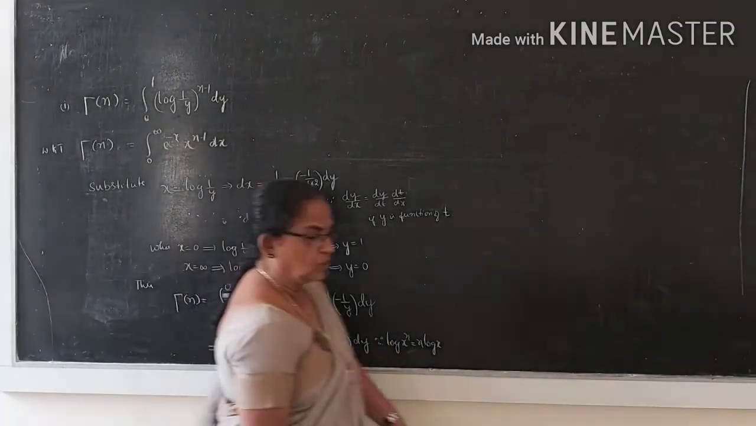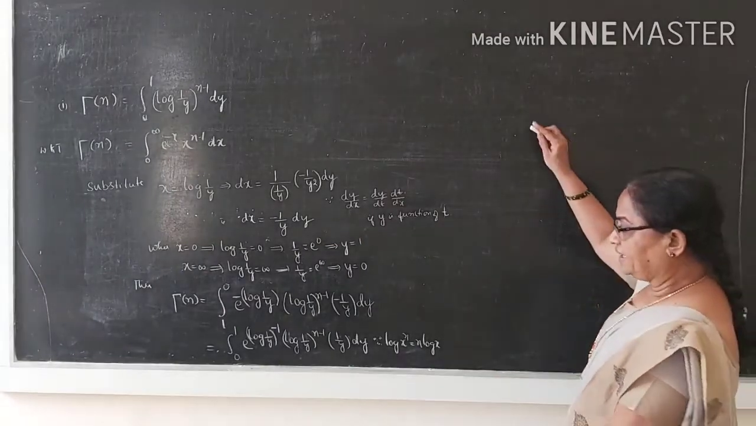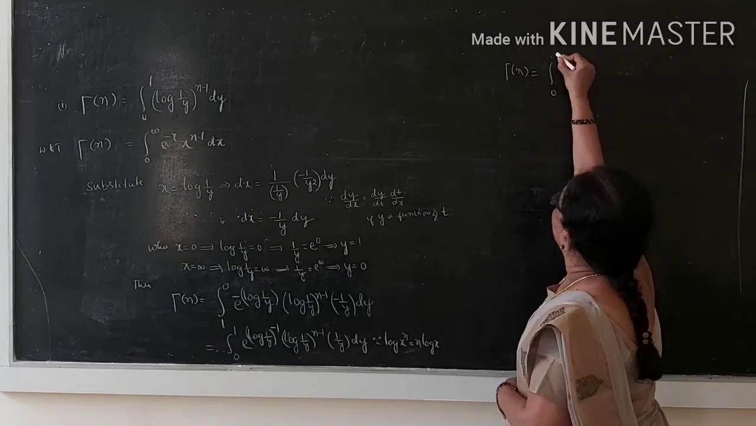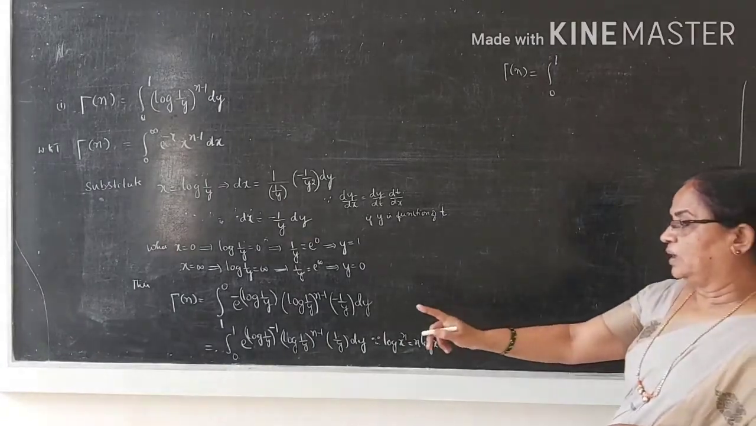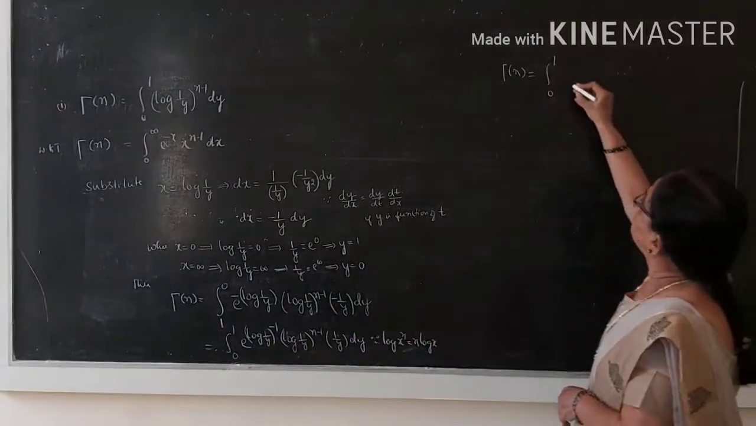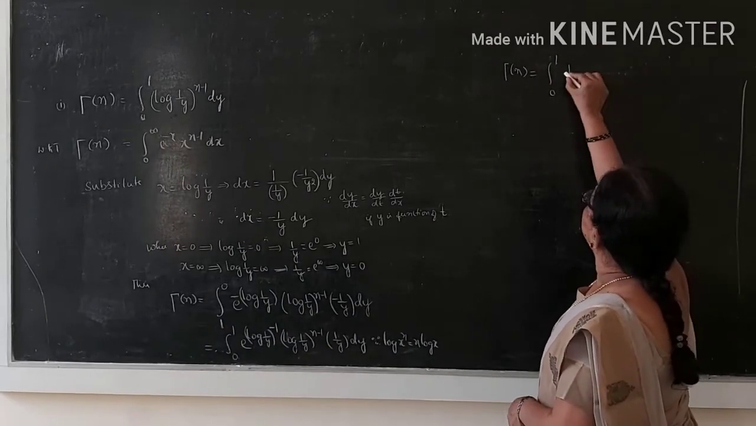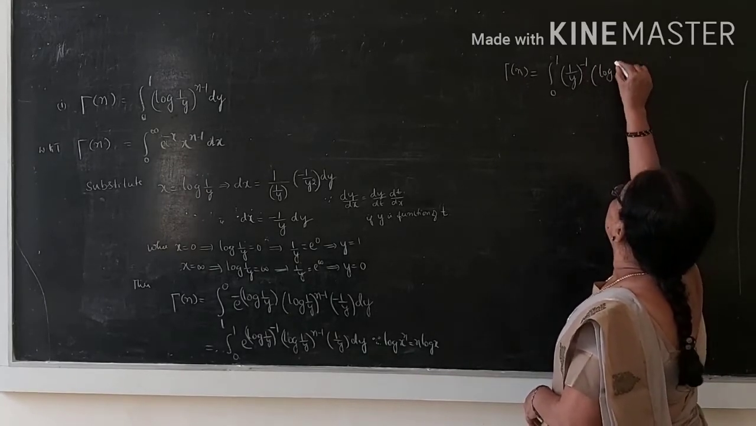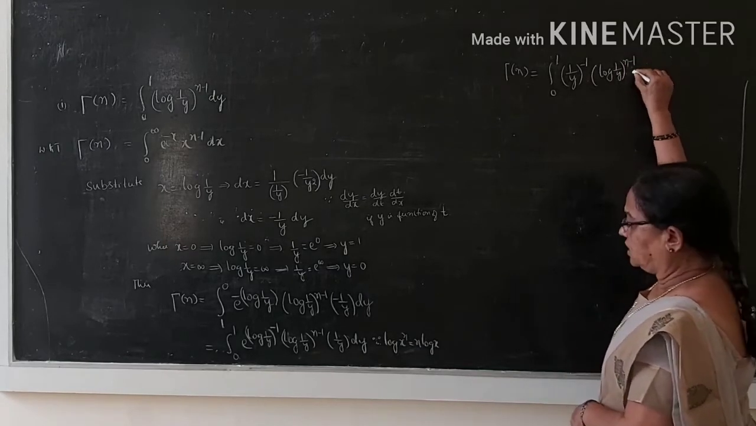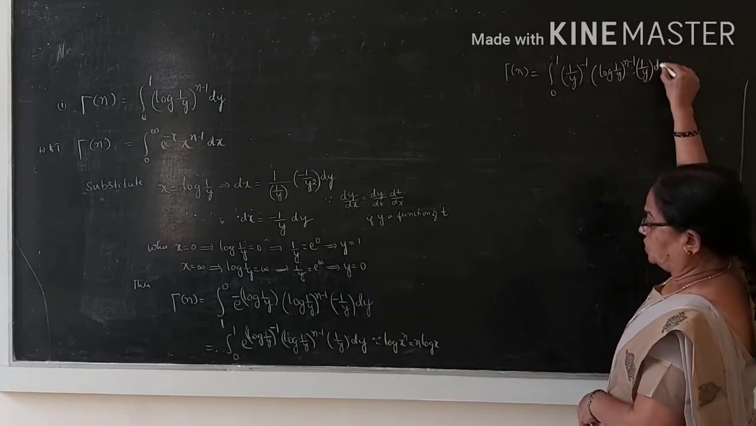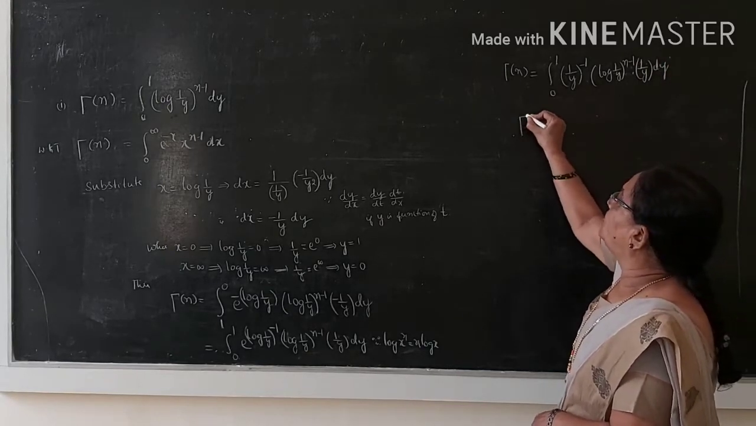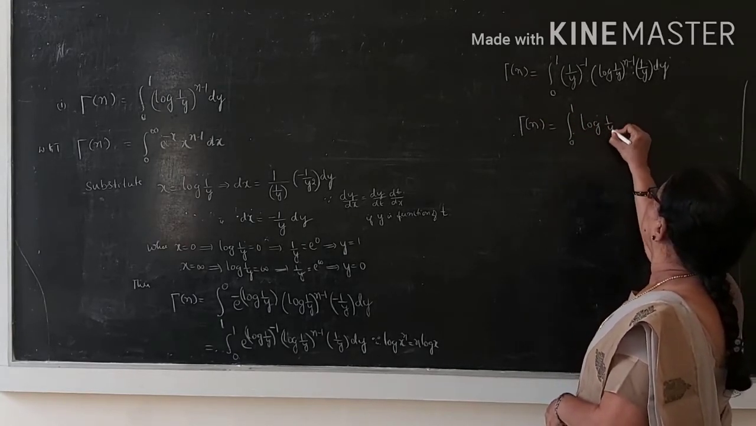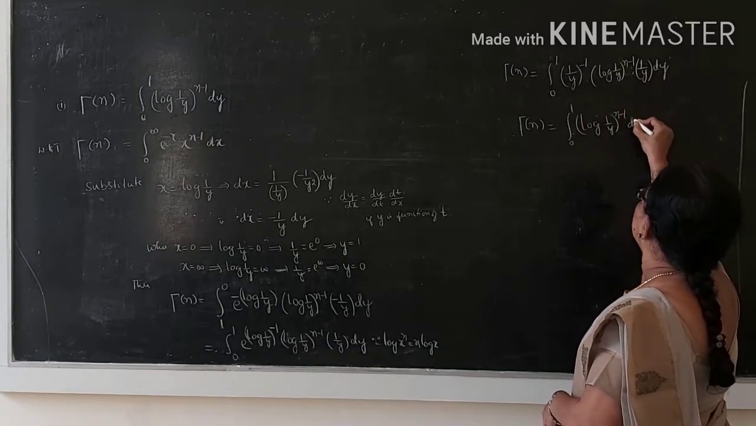Is it okay? Now I write gamma of n is equal to integral 0 to 1. You know that e power log x is equal to x itself. Therefore, this is equal to (1/y)^(-1) into (log(1/y))^(n-1) into 1/y dy. So, your gamma of n is equal to integral 0 to 1 (log(1/y))^(n-1) dy.